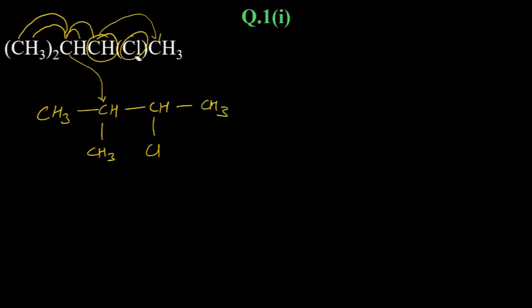Remember, this Cl is not attached to this CH3 because this CH3 already has three bonds and it has to be connected to carbon. So these two carbons are connected. This chlorine is attached to this carbon. So this will be the expanded form. And now you can write 2-chloro, 3-methyl butane.